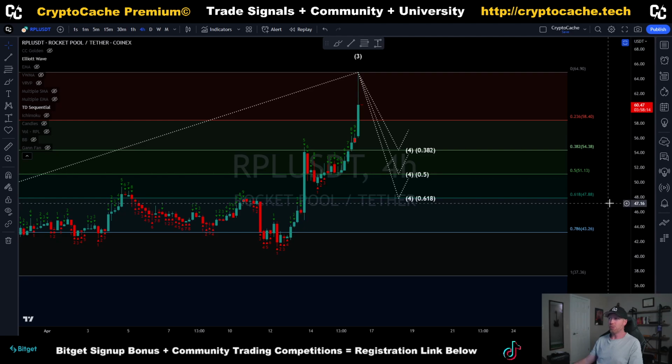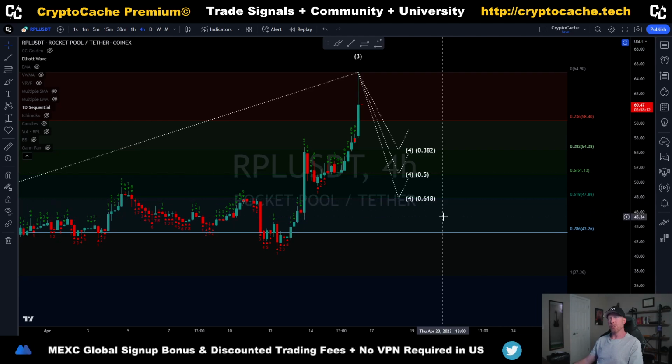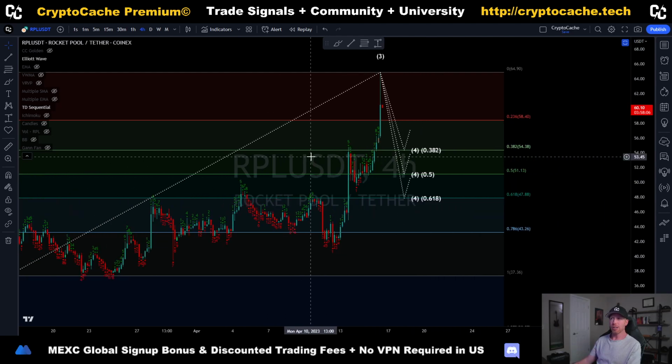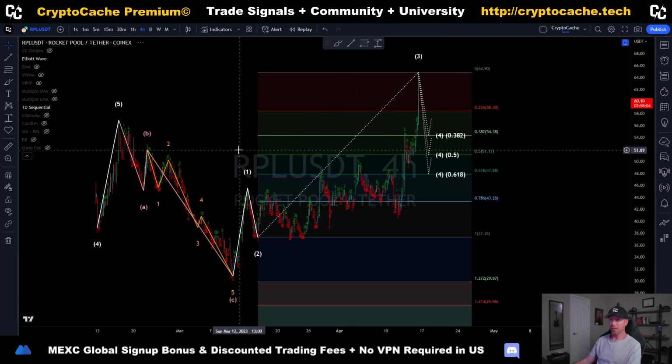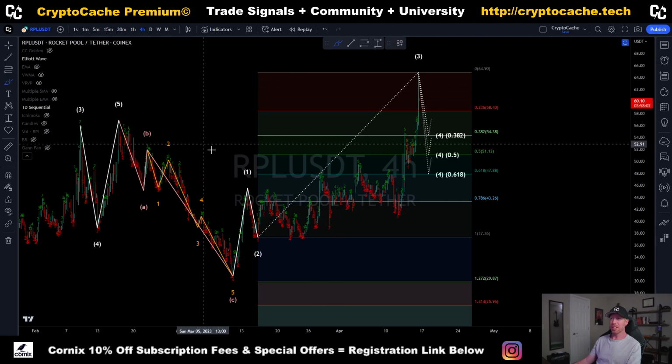$51.20 as well as $48 even. Okay, if you do that, you'll likely get filled in a better position, averaging down essentially before the next leg up. Now, just to touch on the next leg up, if we look at this Elliott wave here, really what it's doing is it's taking some highs and some lows.